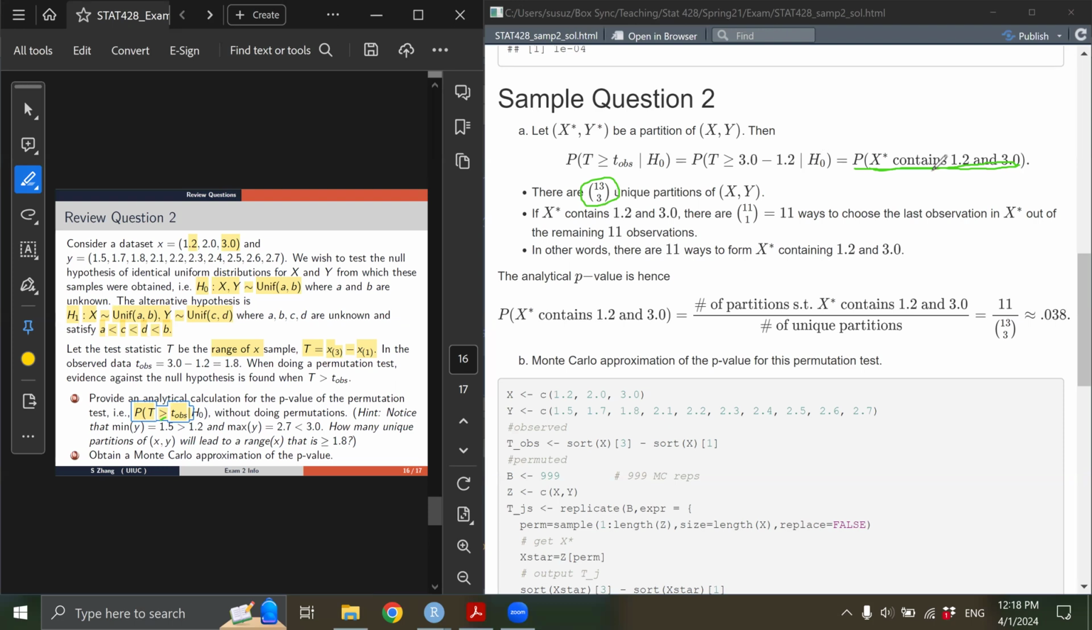and y. In order to figure out this probability that's highlighted, we need to figure out of these 13 choose 3 unique partitions, how many of them are going to satisfy this? X star contains 1.2 and 3.